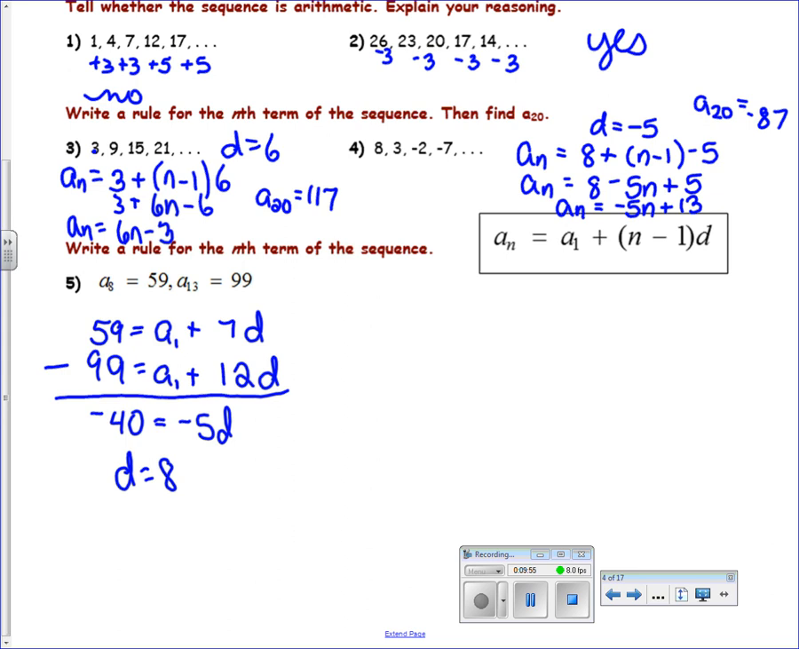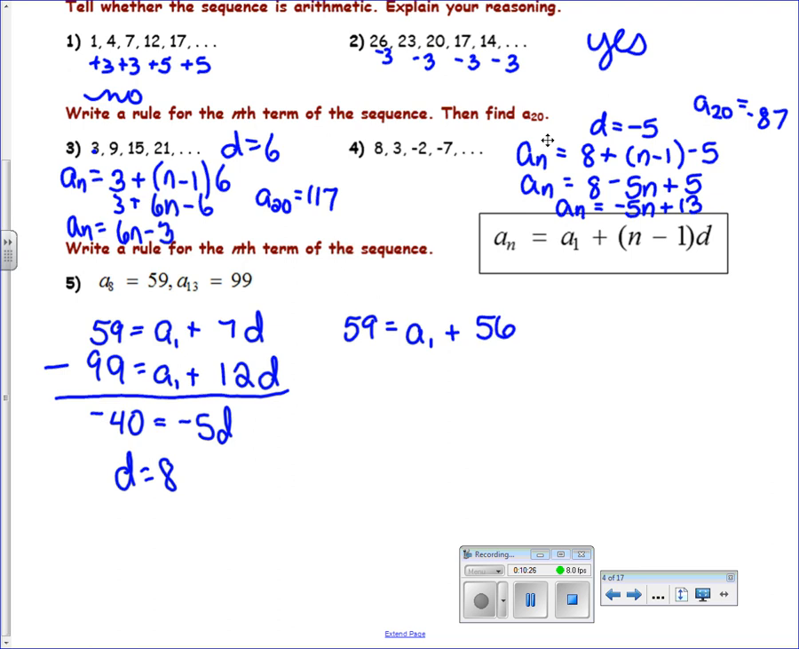Okay, this is cool because we just figured out what my D value is. So we can get ready to start writing the equation. The problem is now I know D, but I don't know A1. So remember, what did we do when we had a system of equations and I knew one of the answers? Plug it back in. So pick an equation that you want to plug 8 back into. Let's say we pick the top one. So we're going to have 59 equals A1 plus 8 times 7, which is 56. Everybody okay so far?